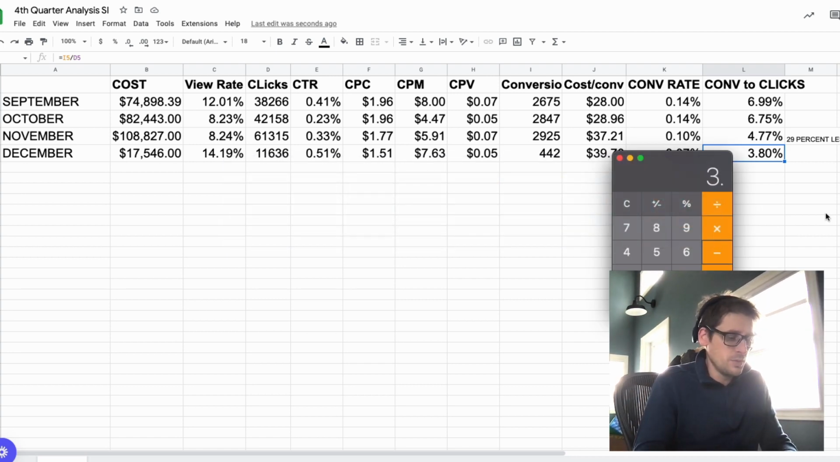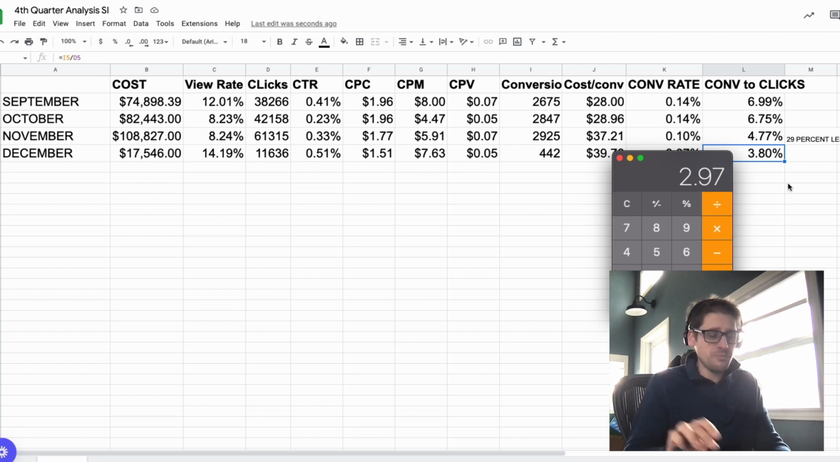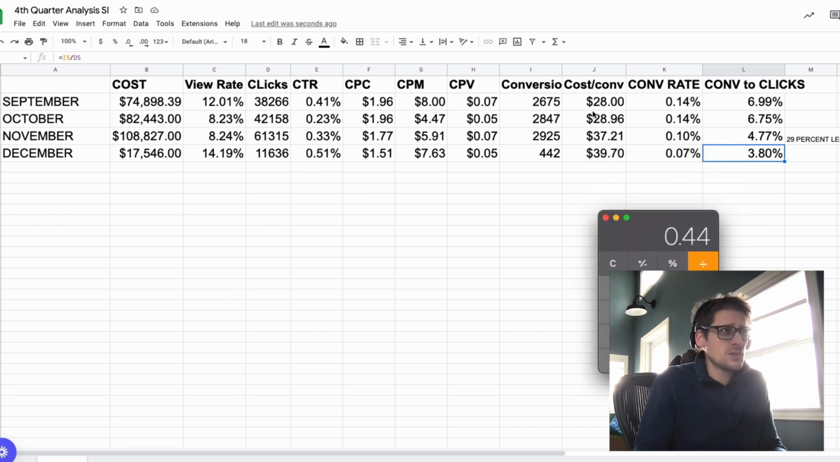6.75 minus 3.8 is a 2.97 difference. If I divide that by my 6.75, I get 0.44, right? If I multiply it by 100, that's 44%, right? So keep that in mind, 44.